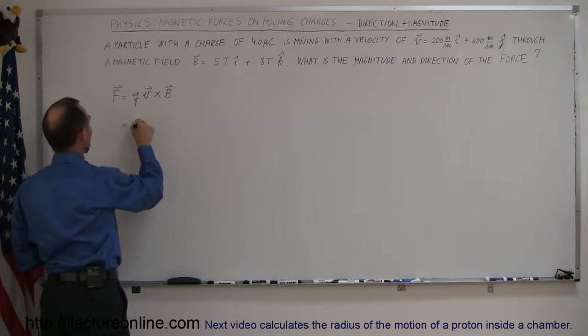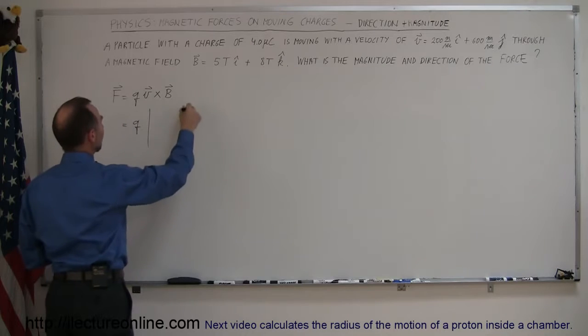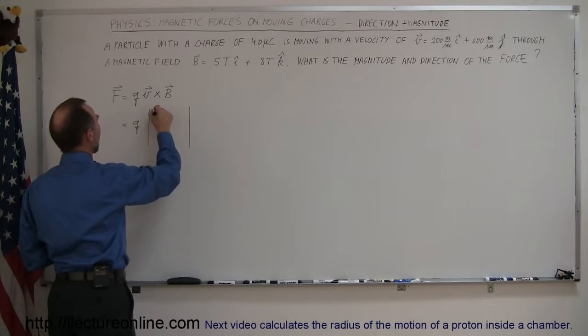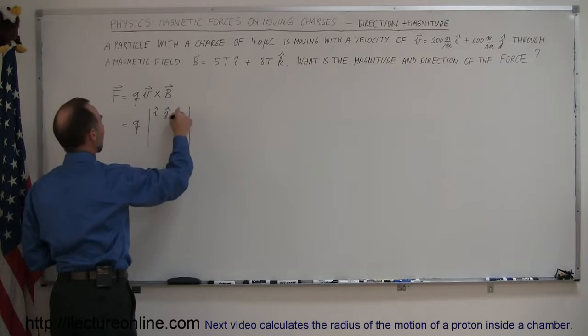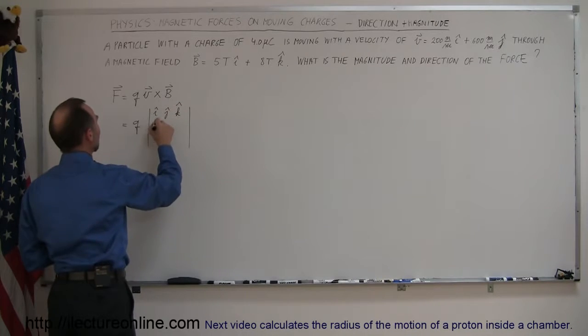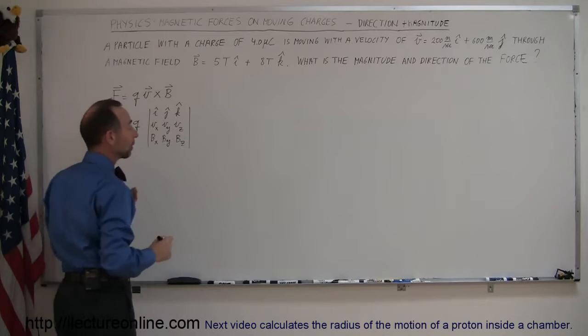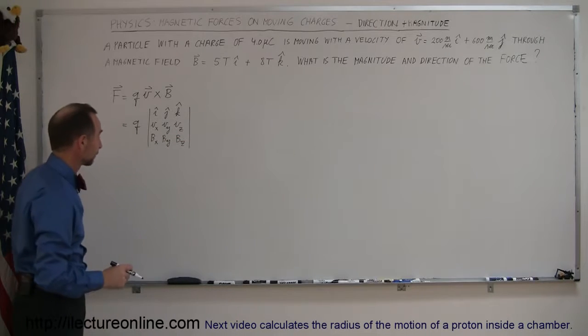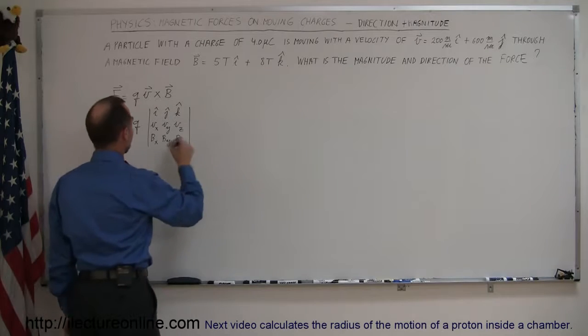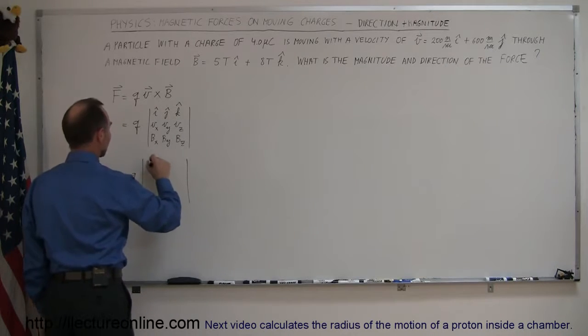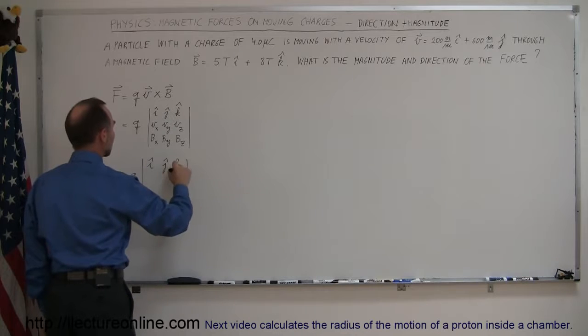So this is equal to the magnitude of the charge times V cross B, which can be represented by the matrix with rows I, J, and K; V in the x direction, V in the y direction, V in the z direction; and B in the x direction, B in the y direction, and B in the z direction. So we're simply going to do a vector product here. That is equal to the charge times, so we still have the I, J, and K unit vectors.